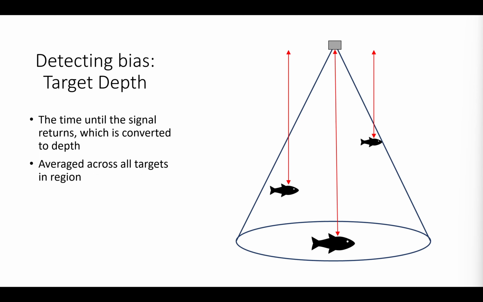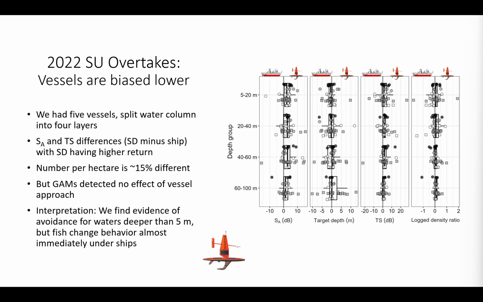And again, the last is target depth, because we can get exact target size, and single echo detections is what that's often called. We can look at both how big they are and where they are in the water. So we analyzed these results from 5 different vessels between 4 different depth layers. These are 20-meter depth bins.